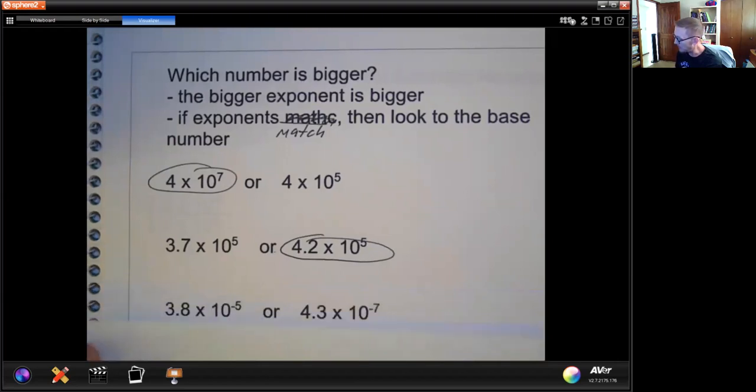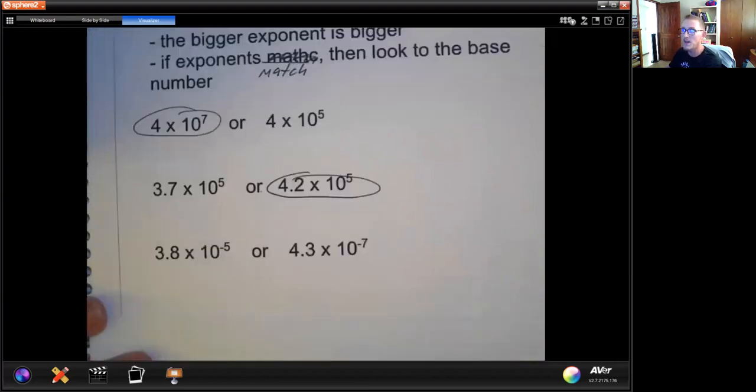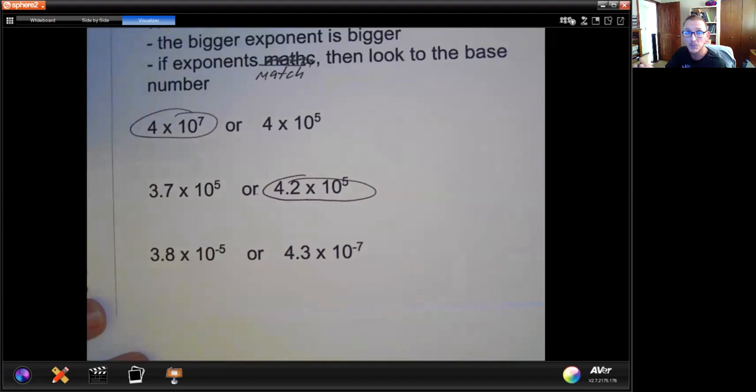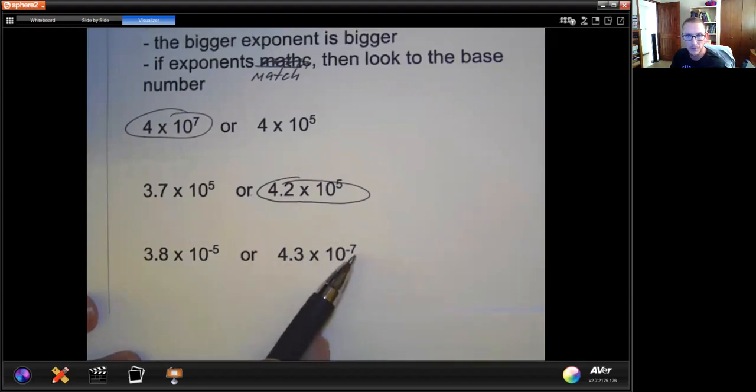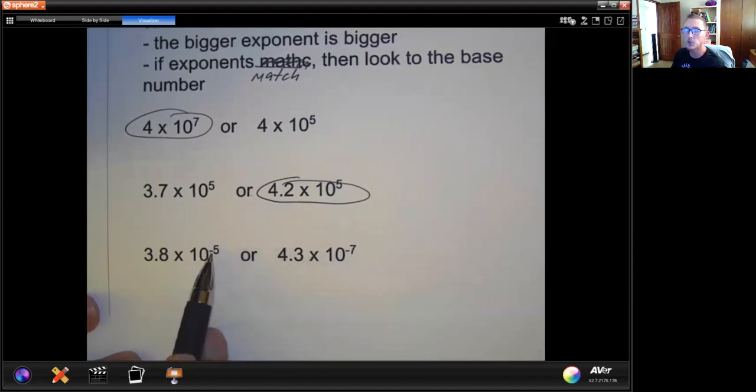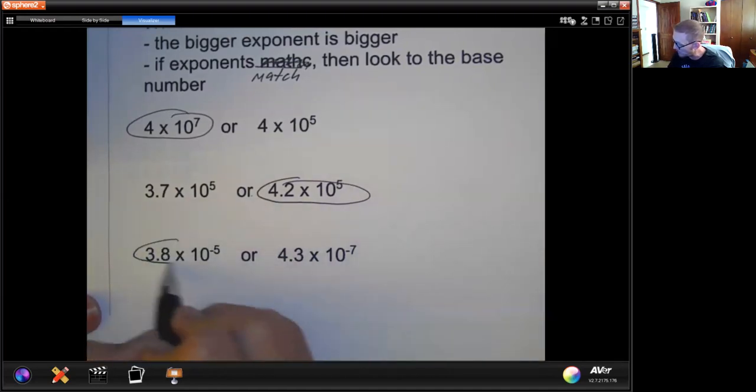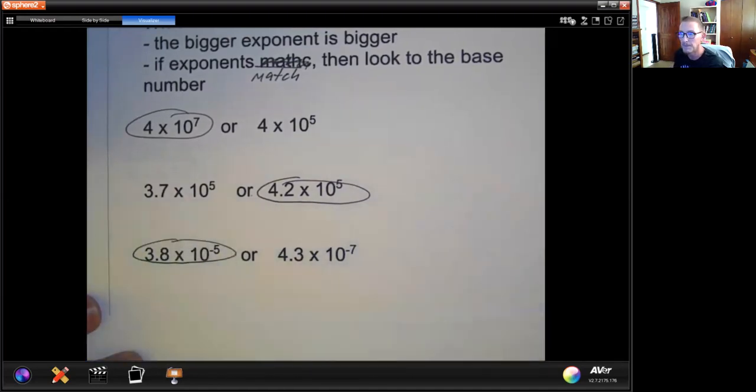With negative exponents, we have to remember that bigger means closer to 0, because when things are negative, we have to think about what's closer to 0. So which exponent is bigger? Is -5 bigger or is -7 bigger? Well, remember, with negatives, I need the closer to 0. -5 is closer to 0, so therefore it is the one that's bigger.